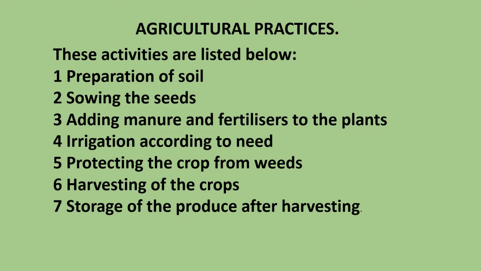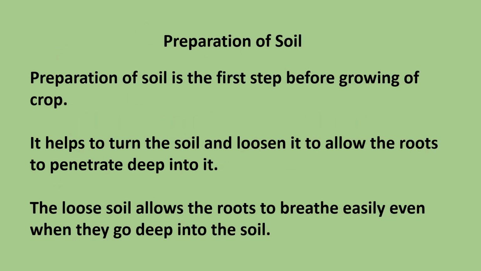Agriculture is a step-by-step process that involves the following steps which are listed on this slide, but we will be doing in detail the preparation of the soil. Preparation of soil is the first step before growing of crop. It helps to turn the soil and loosen it to allow the roots to penetrate deep into it. The loose soil allows the roots to breathe easily even when they go deep into the soil.